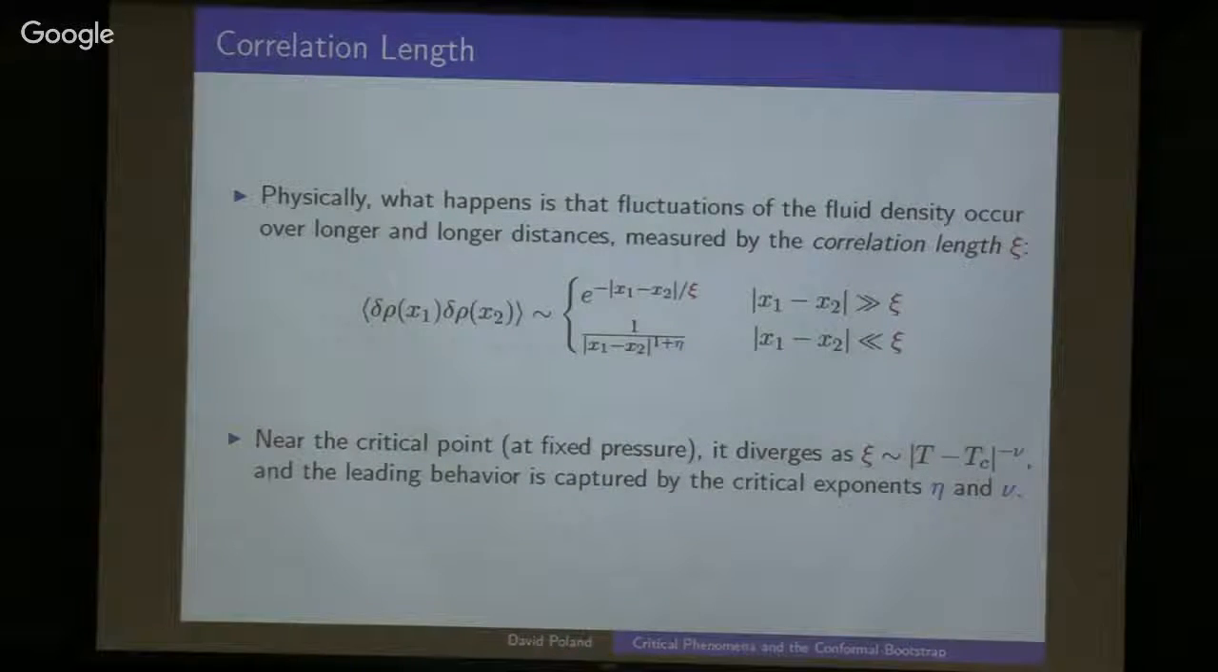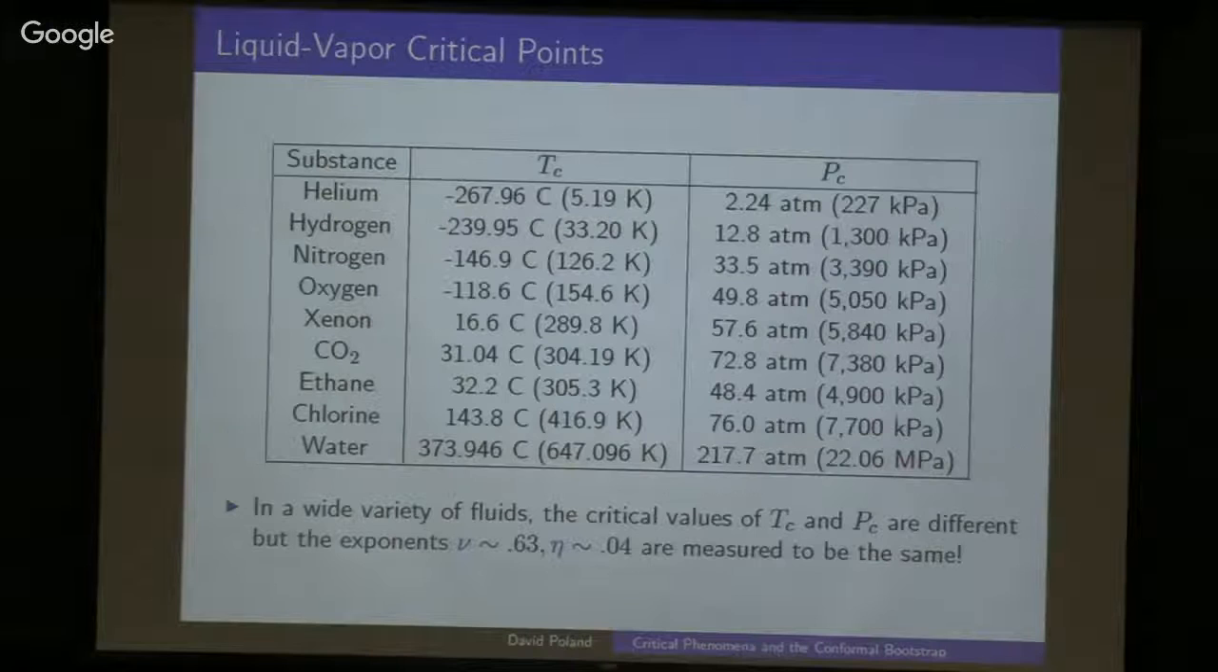In fact, if you start probing what these exponents, eta and nu, are, and you look at a wide variety of different substances, here is a chart showing the critical temperatures and critical pressures of a range of different fluids. You see that, first of all, the critical points occur over a vast range of different scales. Several orders of magnitude separate the critical pressure in helium from the critical pressure in water.